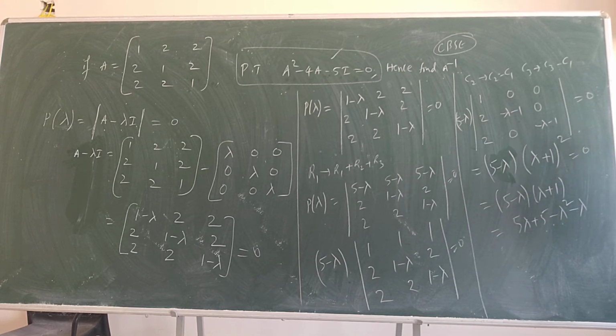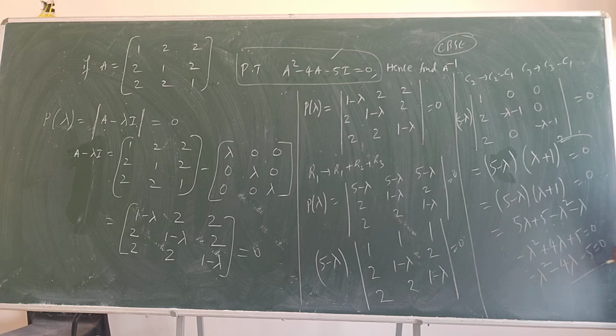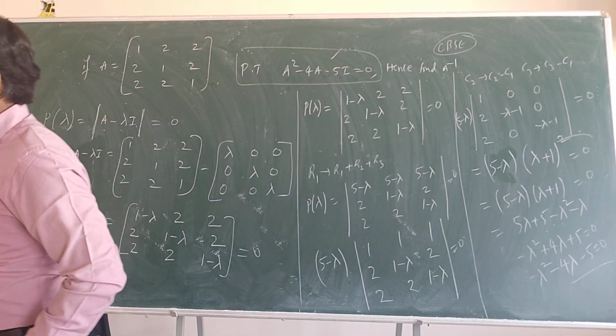So 1 lambda plus 1 gone, taken to the other side. So this is equal to 0. What did I get finally here? Minus lambda square, 4 lambda plus 5 is equal to 0. But it is not the same, so multiply with minus. What I got here: lambda square minus 4 lambda minus 5 is equal to 0. See that you got the same? Lambda should be replaced by what?